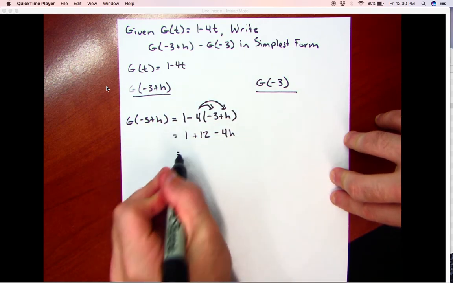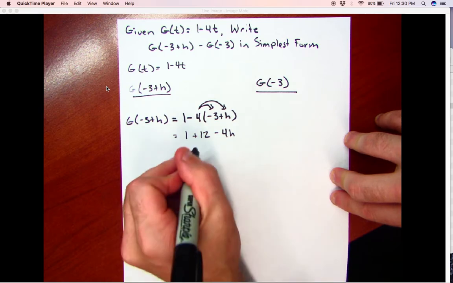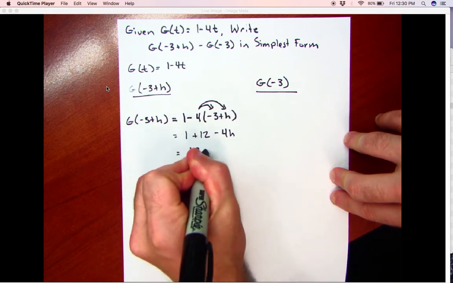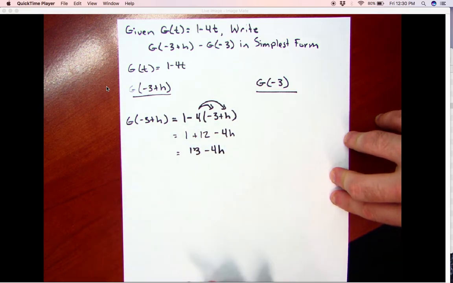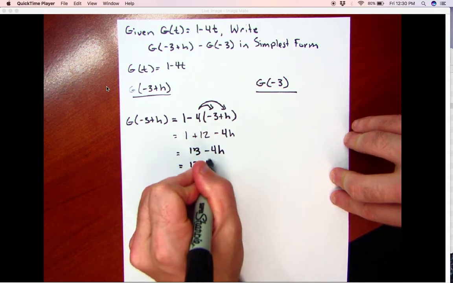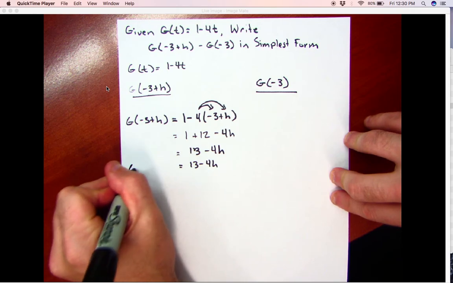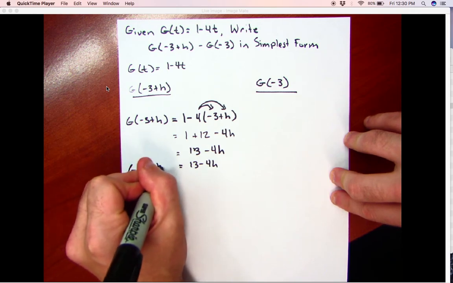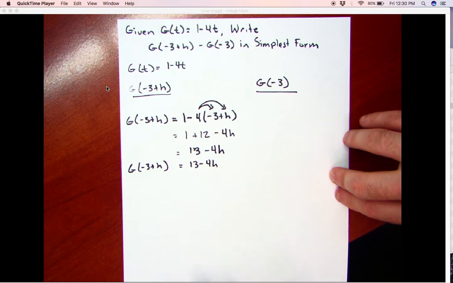So when we combine like terms, 1 plus 12 gets us a 13. And then we have that minus 4h on the outside. Okay, so 13 minus 4h. And that is our g of negative 3 plus h part. Okay, so that's part 1.